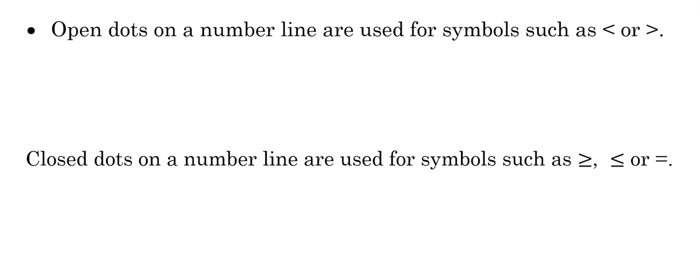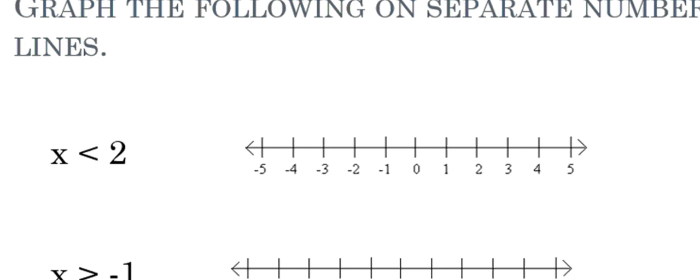Today we're going to be solving and graphing inequalities. It's important to remember that open dots on a number line are used for symbols such as less than or greater than. Closed dots on a number line are used for symbols such as greater than or equal to, less than or equal to, or equal to. So first we're going to graph the following on the number line.